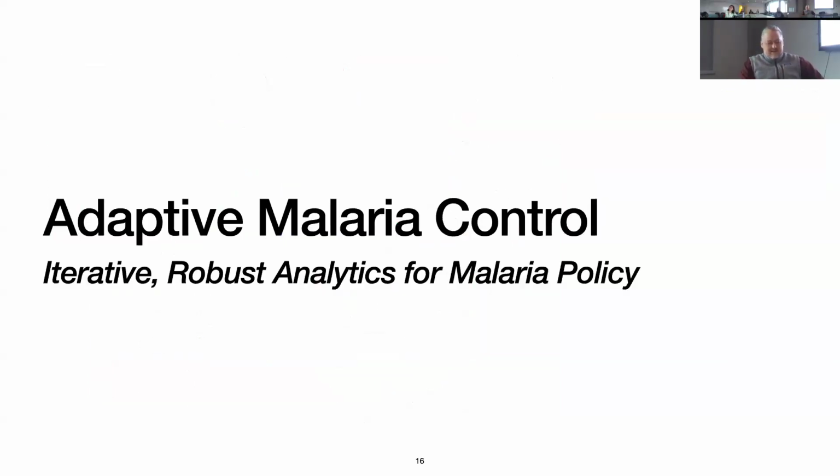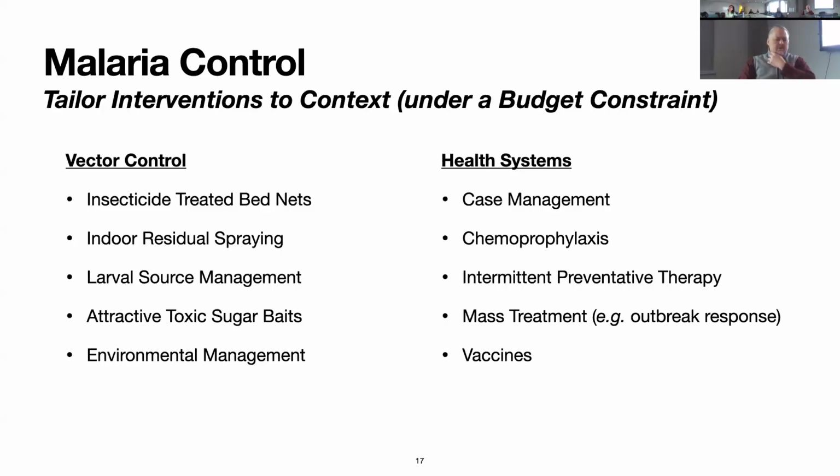So anyway, all right, I'm going to now describe how we use theory to develop adaptive malaria control, which I'm going to crudely describe as iterative, robust analytics for malaria policy. So let me explain that in a bit. So for malaria control, the kinds of questions that we want to answer are usually about tailoring interventions to context, and monitoring and evaluation to find how things work.